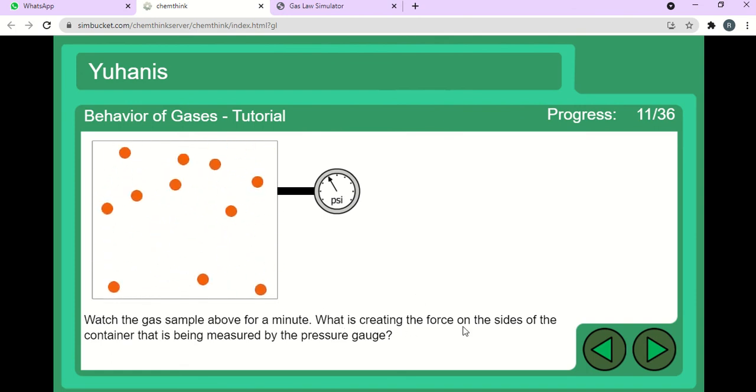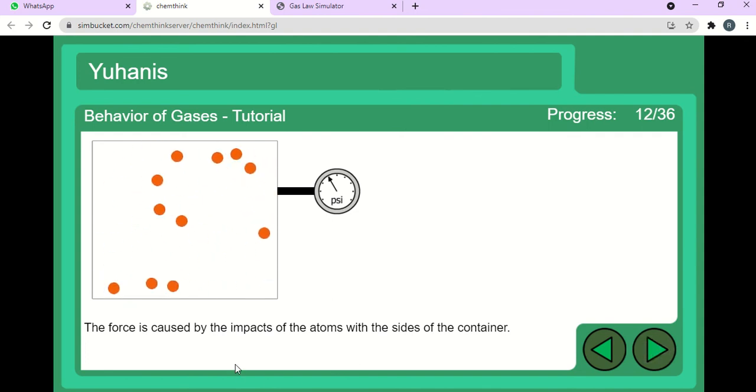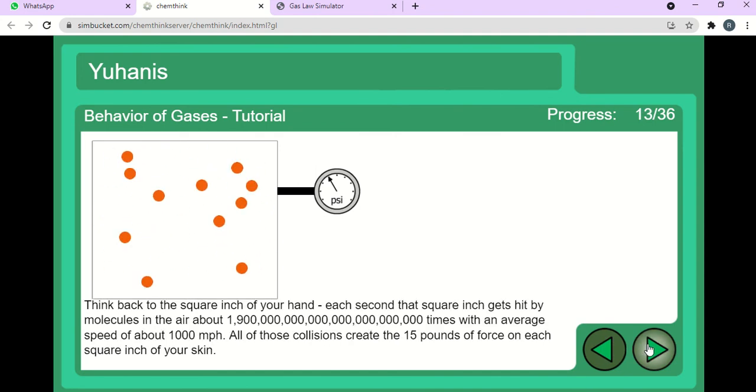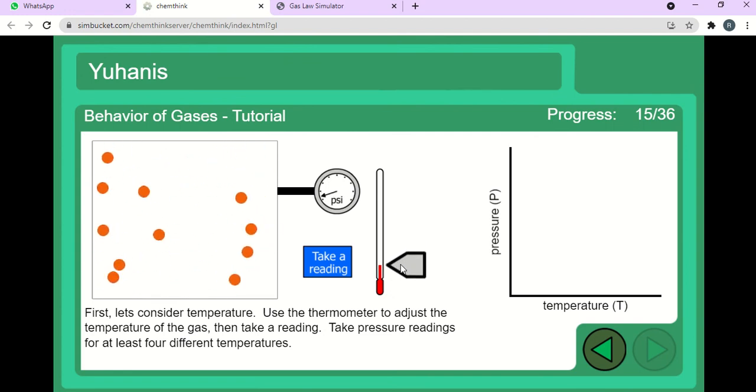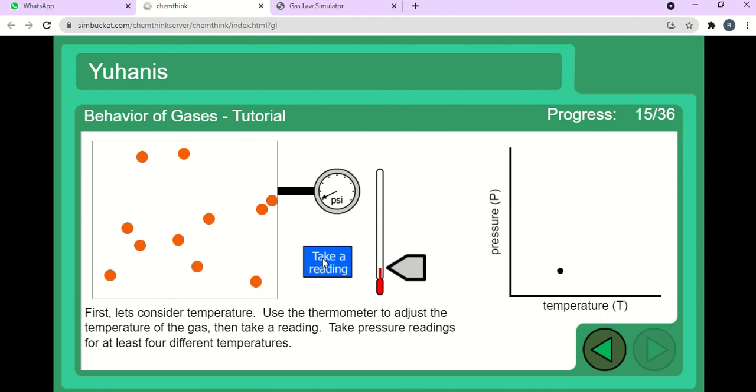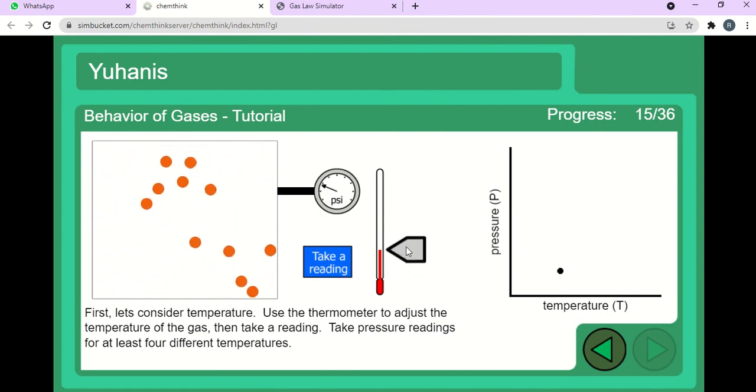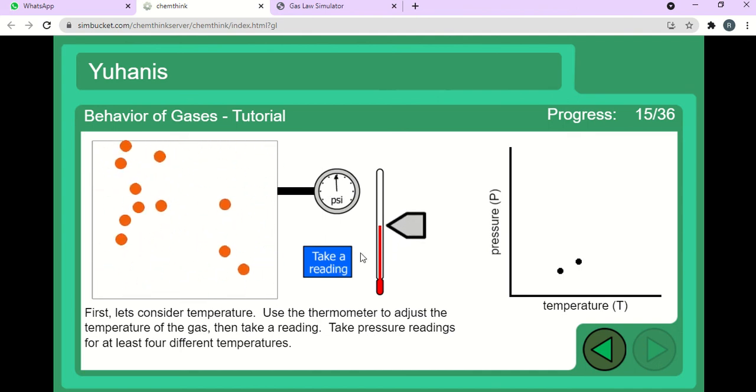What is creating the force inside the container? That is being measured by the pressure gauge. The force is caused by the impacts of the atoms with the side of the container. Okay, we can change the temperature here. At lower temperature, we can see the pressure is low. When we increase the temperature, the pressure also increases. Take another reading at a different temperature.